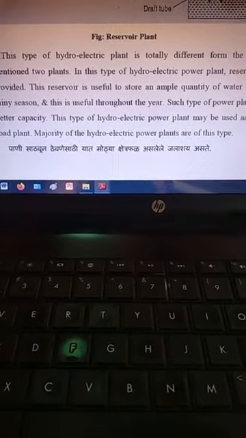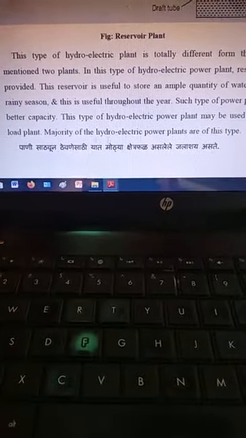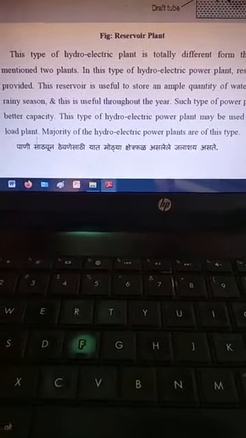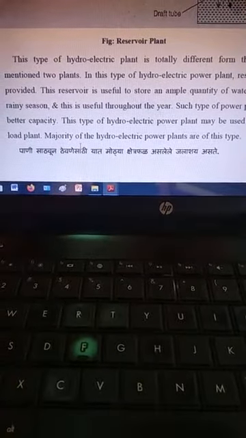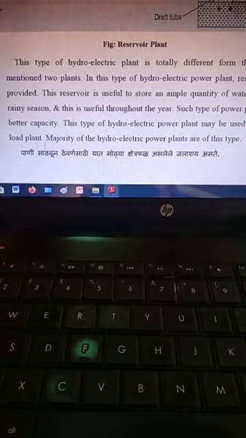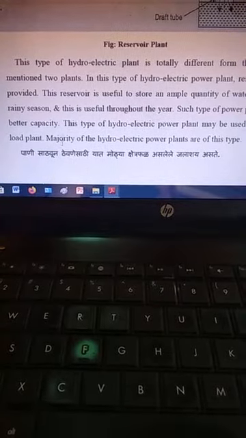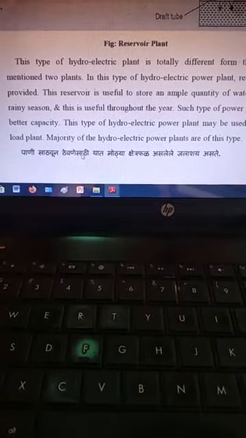This type of hydroelectric power plant may be used as a base load plant, and the majority of hydroelectric power plants are of this type. I will discuss now what is a base load plant and what is a peak load plant. Presently, for average consumption of the power system, we are using this type of base load hydroelectric power plants.